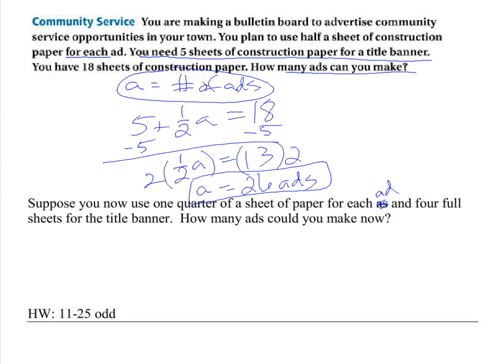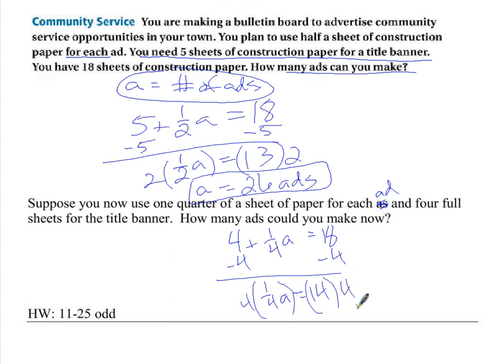So with the differences in this problem, what will my equation change to? 4 sheets of paper plus 1/4 sheet of paper per add, and I want to use all 18 pieces of paper. So to solve this one, we will subtract 4 from both sides, and to solve for A, okay, this is a good point. You could divide by 1/4, but to divide by 1/4, you'd have to do leave it, change it, flip it, which would give you 1/4 times 4. So save yourself that, and just go with times 4 on both sides.